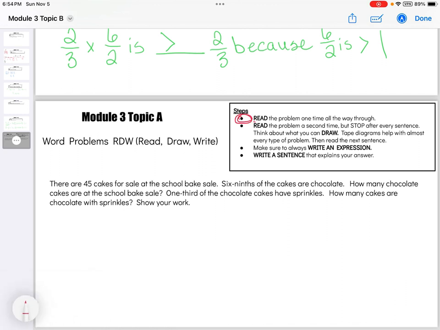I'm telling you that you need to read the entire problem all the way through. Then you're going to read the problem again, one part at a time, and stop after every sentence. When you're doing that, you're basically working on the problem as you go. So by the time you get to the end and you get to that question, you know exactly how to solve it.